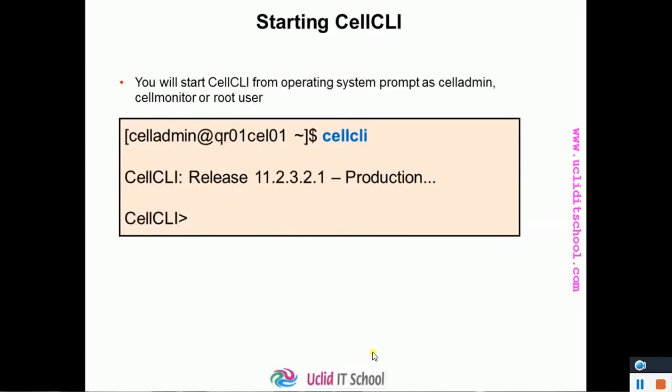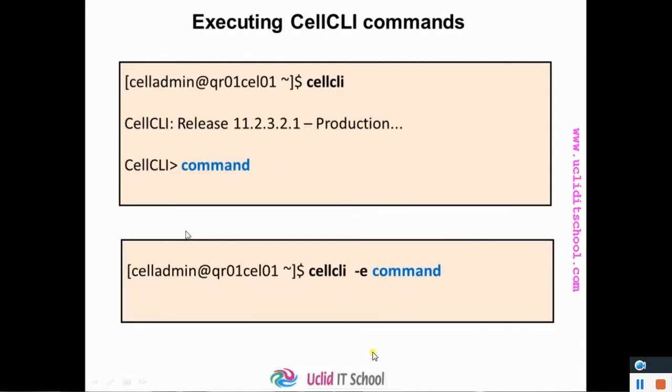Then, how to start the CellCLI utility? We saw already. Once you log into the cell, at the OS operating system prompt, you can simply type cellcli and you will get a banner and you are at the CellCLI prompt. Once you are at the CellCLI prompt, you need to type the CellCLI commands. So this is one way. Once you are in the CellCLI utility, you need to type exit to come out of CellCLI. Till then, you can type multiple commands and finally exit.